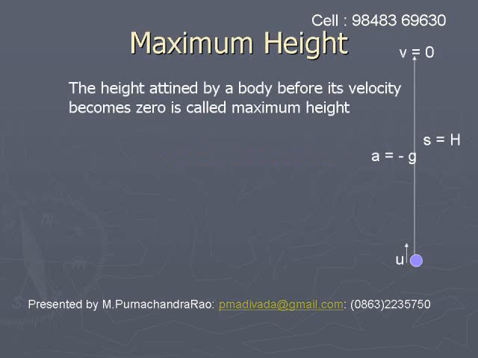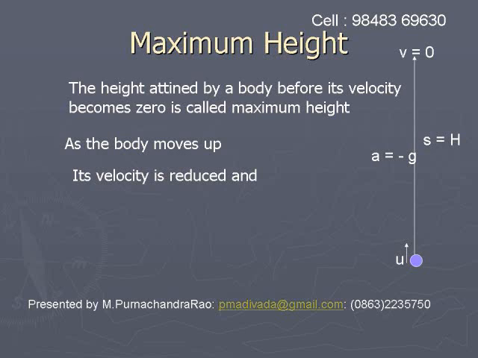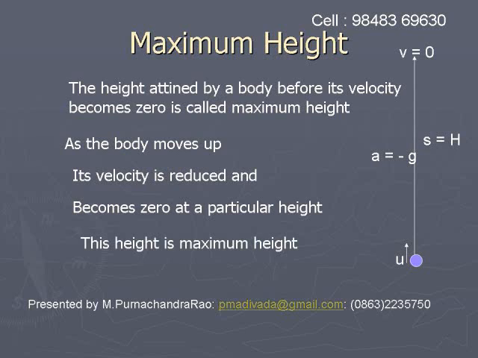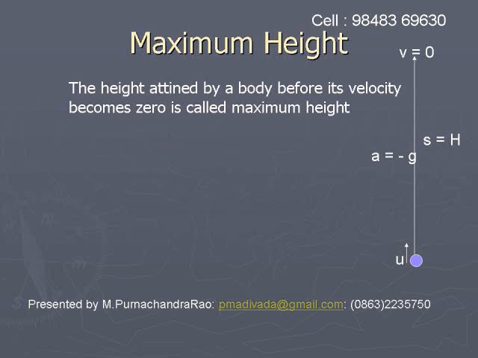Maximum height. A vertically projected body moves up. While moving up, its velocity will be reduced, and at one stage, its velocity becomes zero. The height attained by a vertically projected body before its velocity becomes zero is known as maximum height.